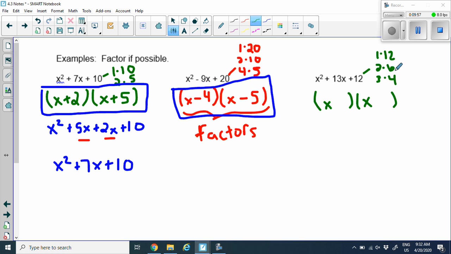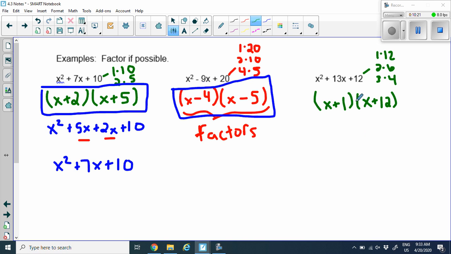Okay, now I want to use the pair that's going to add up to a positive 13. Well, 4 and 3, that one gives me 7. 6 plus 2 gives me 8. Ooh, but 12 plus 1 gives me 13. So I'm going to use 1 and 12. And since this is a positive 13, I have to use addition signs. So my factors are x plus 1 and x plus 12.